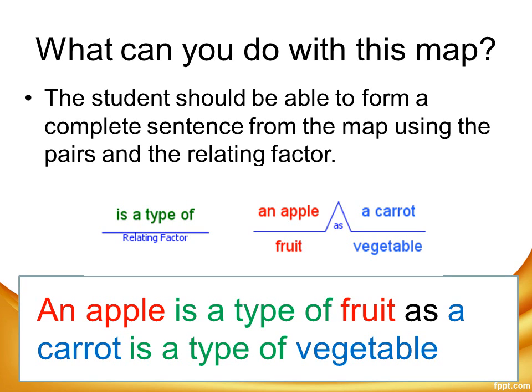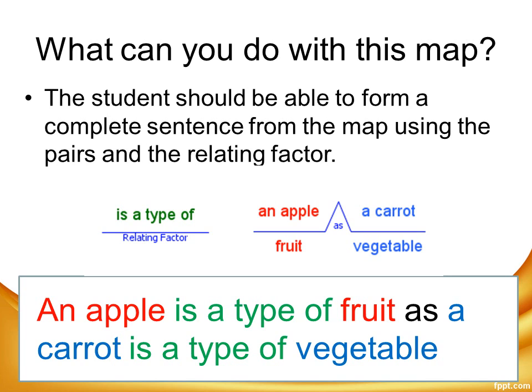You can do several things with this map. One of them is create a detailed sentence. Every part of this map should be able to be compiled in the sentence. If it can't, then you didn't do the map correctly. Such as in this one, an apple is a type of fruit, as a carrot is a type of vegetable.